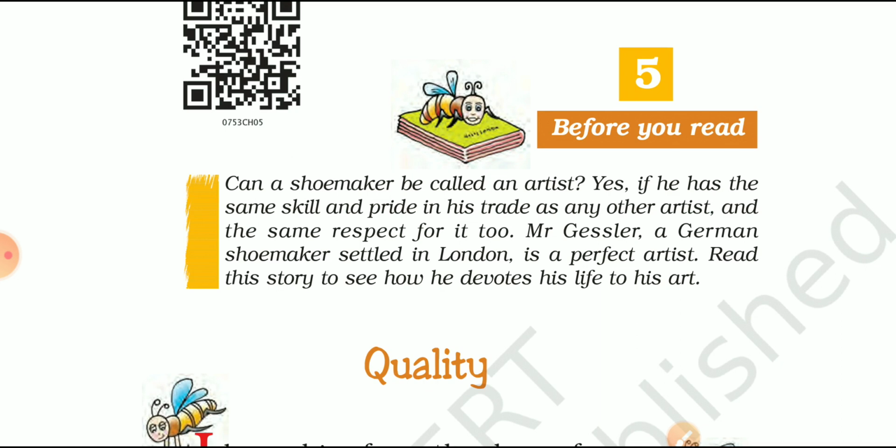So now children, moving further, today we are going to do English literature part. And in English literature, the lesson that we are going to start today is lesson number 5 by the name Quality, which is from your book Honeycomb. So this is chapter number 5.